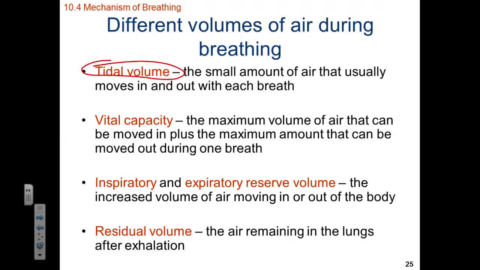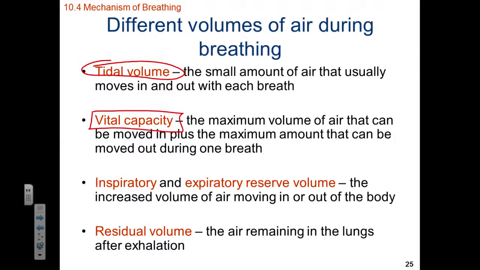So right now, if you're watching this video, hopefully you're not actively running or doing something that's physically strenuous. And if you're at rest, that small amount of air that moves in and out of your lungs is the tidal volume. Vital capacity is the maximum amount of air that you can force into the lungs. So you can have a small tidal volume, but as long as you have a big vital capacity, you can breathe really hard when you need to.